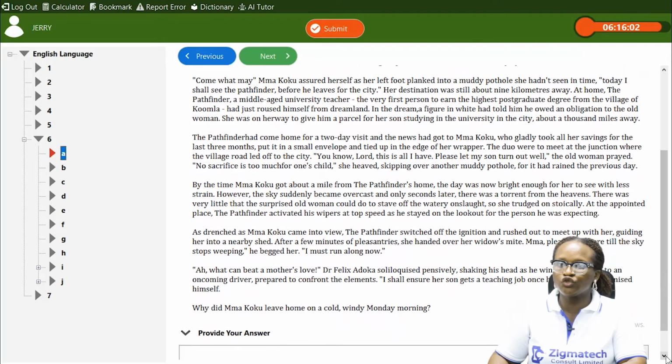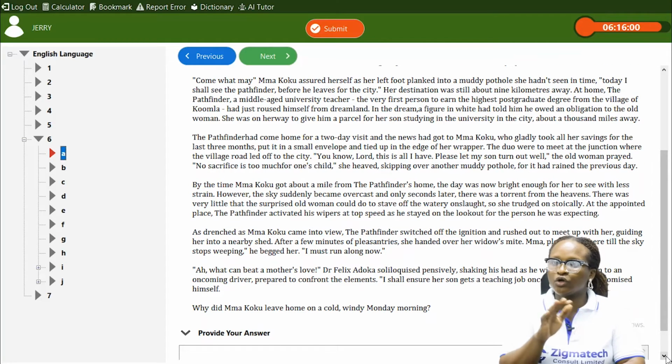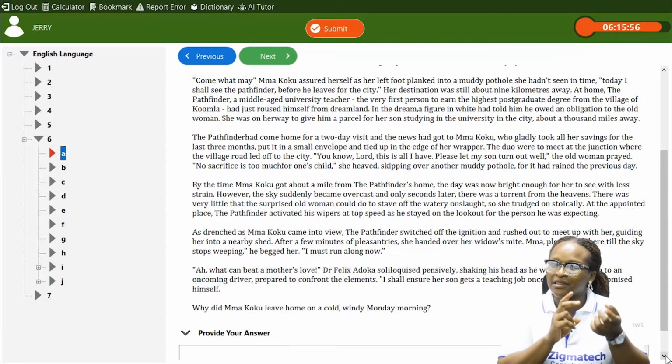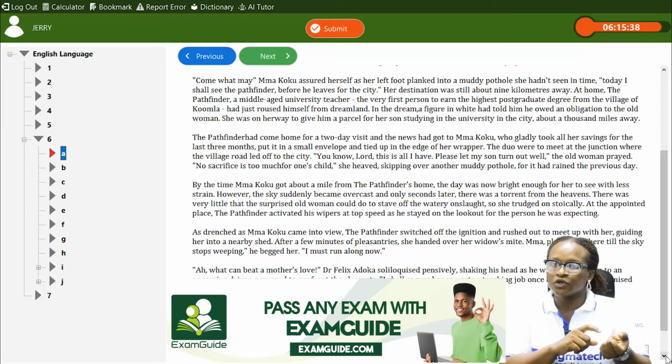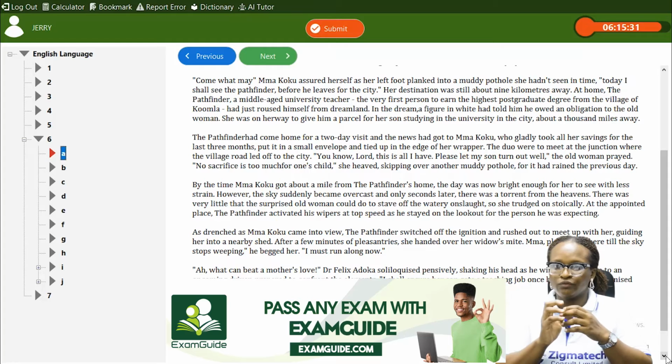The Pathfinder had come home for a 2-day visit, and the news had got to Mma Koko, who gladly took all her savings for the last 3 months, put it in a small envelope, and tied it up in the edge of her wrapper. The duo, that's the two persons, Mma Koko and the Pathfinder, were to meet at the junction where the village road led off to the city. You know, Lord, this is all I have. Please let my son turn out well, the old woman prayed.